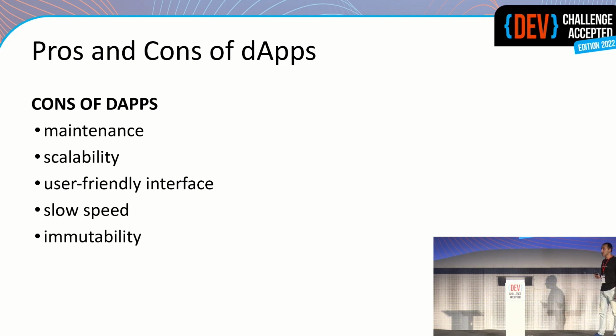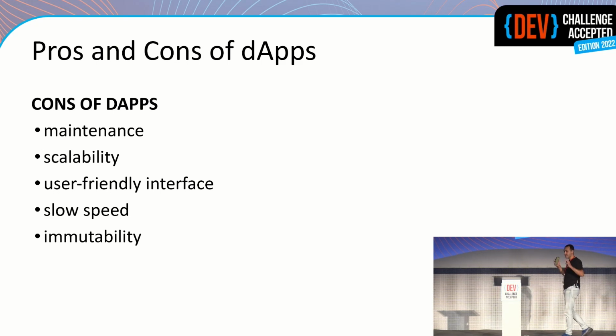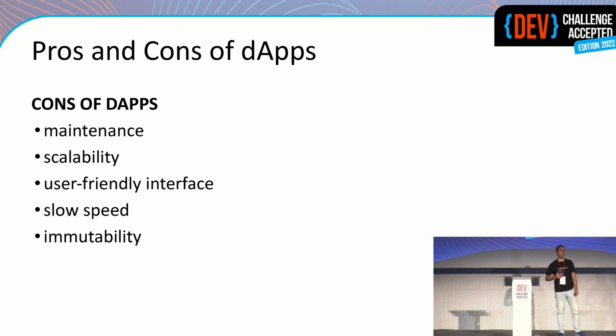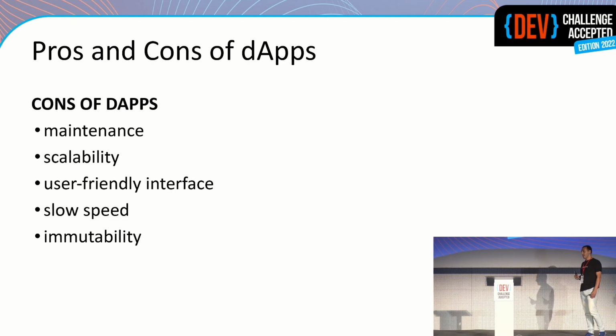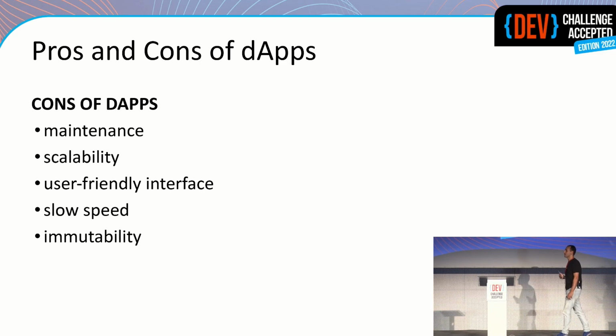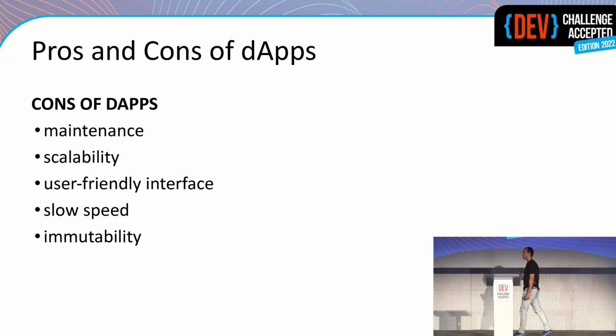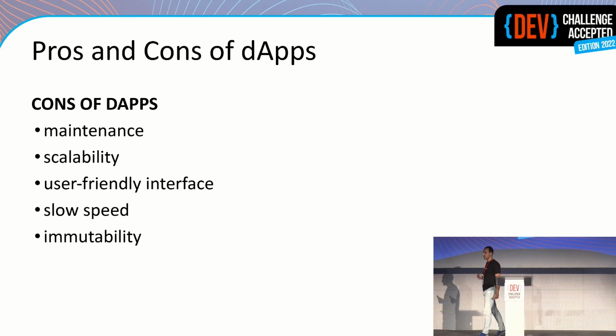So the maintenance. It's really difficult to maintain a dApp. Why? Because of the nature of the blockchain, or this backend stuff that I was talking about, which is the smart contracts. And thanks to the immutability that you can see over there, it's also a feature, but it's also, let's say, a disadvantage.